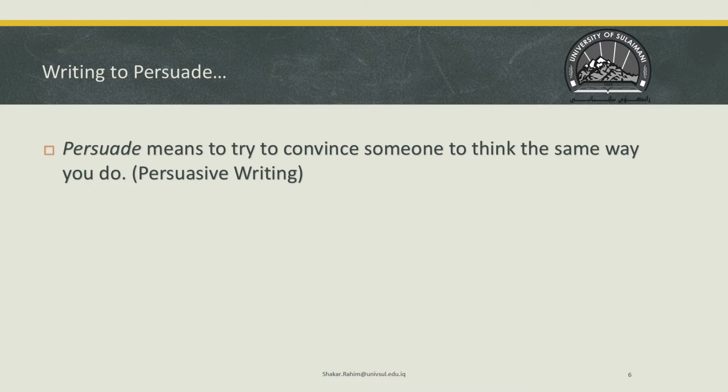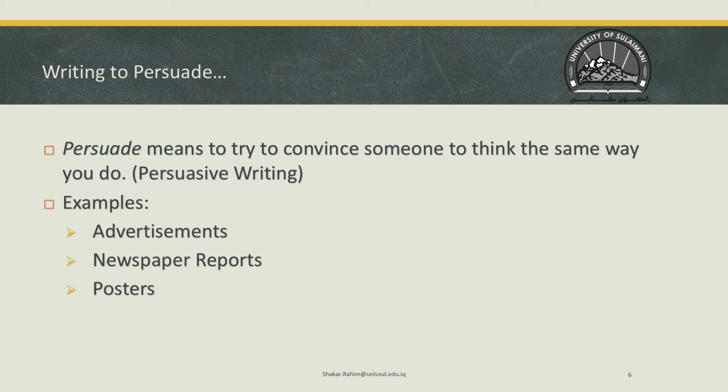Okay, but you have to have your own techniques. You can have a piece of writing, a paper, telling them why this company, why this product is better than the other products. So this is very important. You have to know the techniques. You need it in the future. Okay? So advertisements, newspaper reports, and posters. We talked about some of these in March.